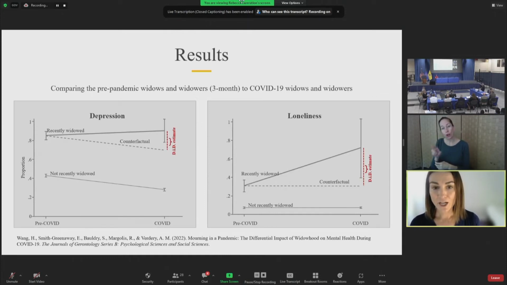Next slide. But what our models confirm is that those who were widowed during the pandemic are doing even worse relative to what we would expect with data based on pre-pandemic widows. So we see that rates of depression among the recently widowed during COVID are even higher than we would expect, as are rates of loneliness. So this gives us some sense that COVID bereavement is not only replicating what we see in past bereavement work, but it's even more consequential for those who have experienced it.